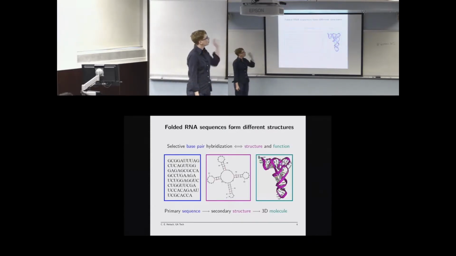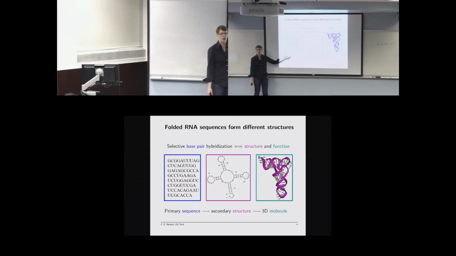So I've been talking about this base pair hybridization. Basically, you want to think about RNA structures in terms of their dimensionality. At the one-dimensional level, we have the primary sequence. That's just the linear A, C, Gs, and Us.